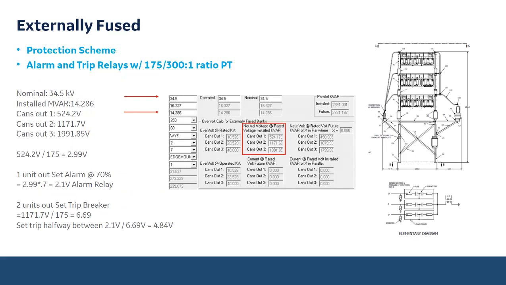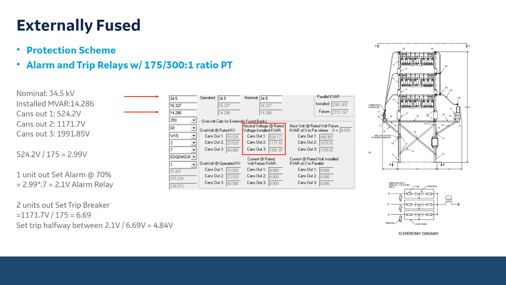All right. This is the protection schemes for an externally fused bank. So if you order the capacitor bank, what GE can provide is that protection scheme. We can provide the trip points for both the alarm and the relay for the breaker. And this is a screenshot of that protection scheme.